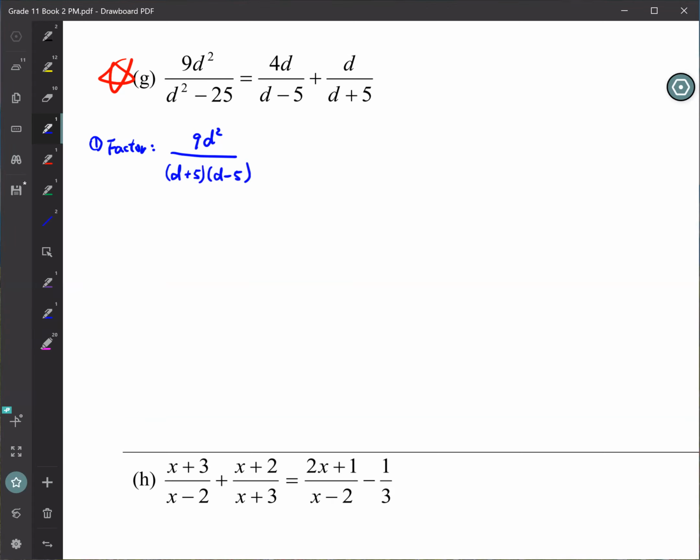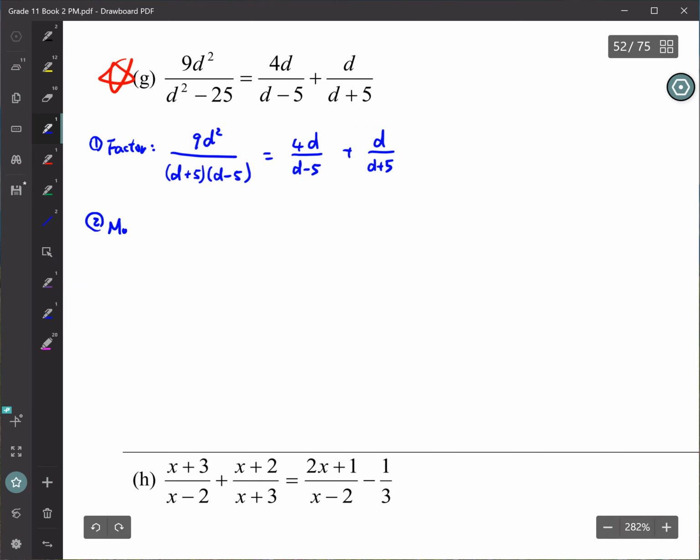And then the right side is 4D, D minus 5, plus D. Nothing to factor on the right side. The only thing we can factor is the first fraction. Okay, next step is to multiply with the common denominator. So we need to identify the common denominator.